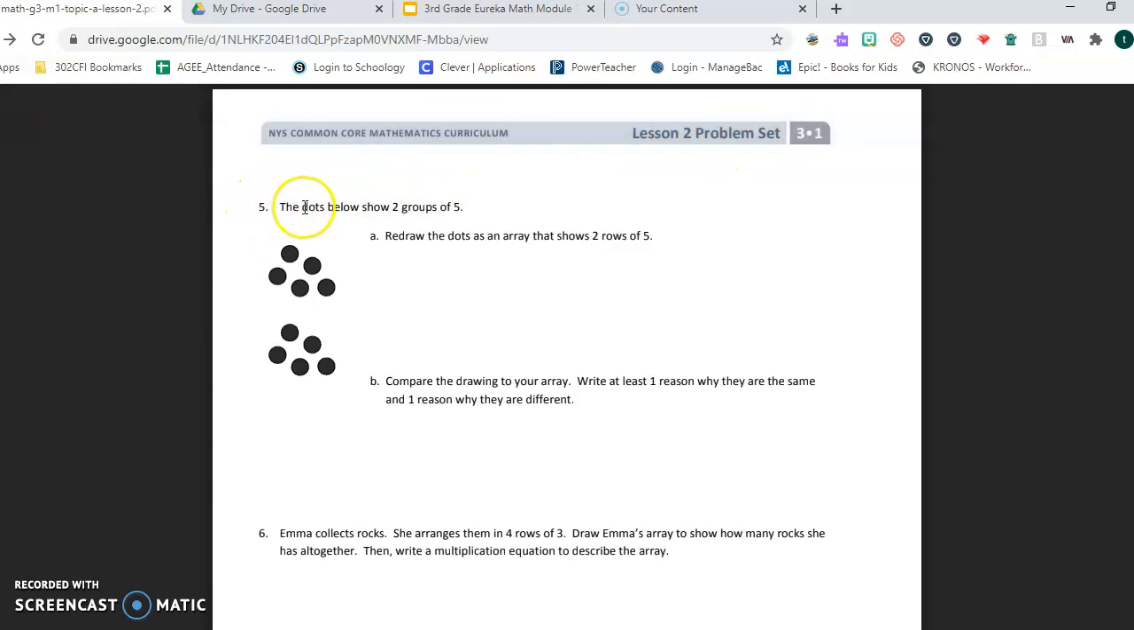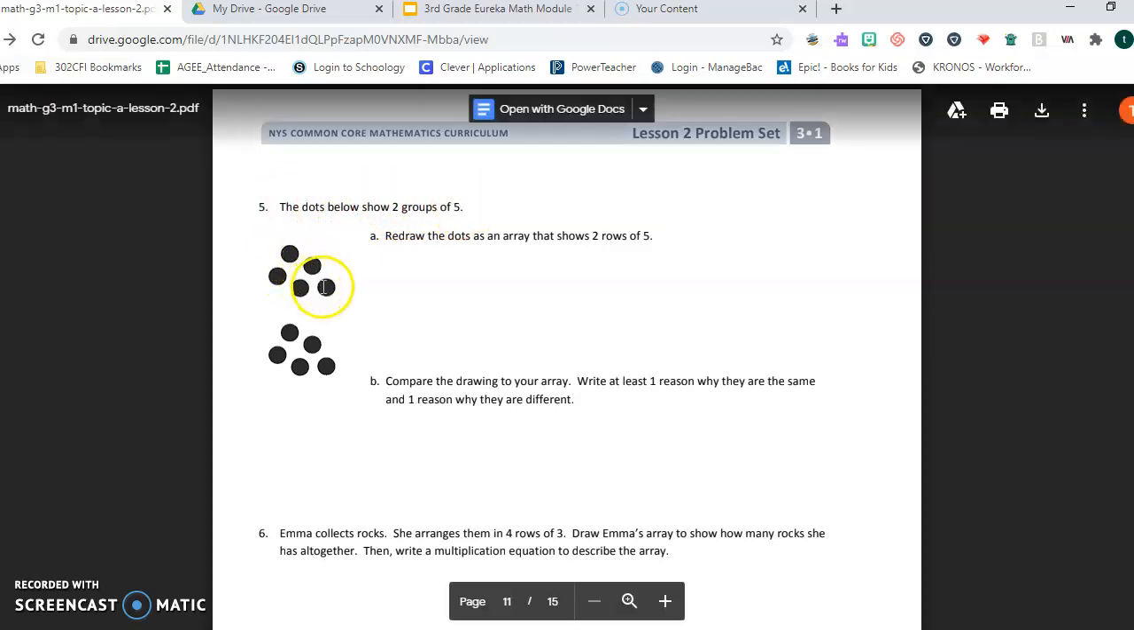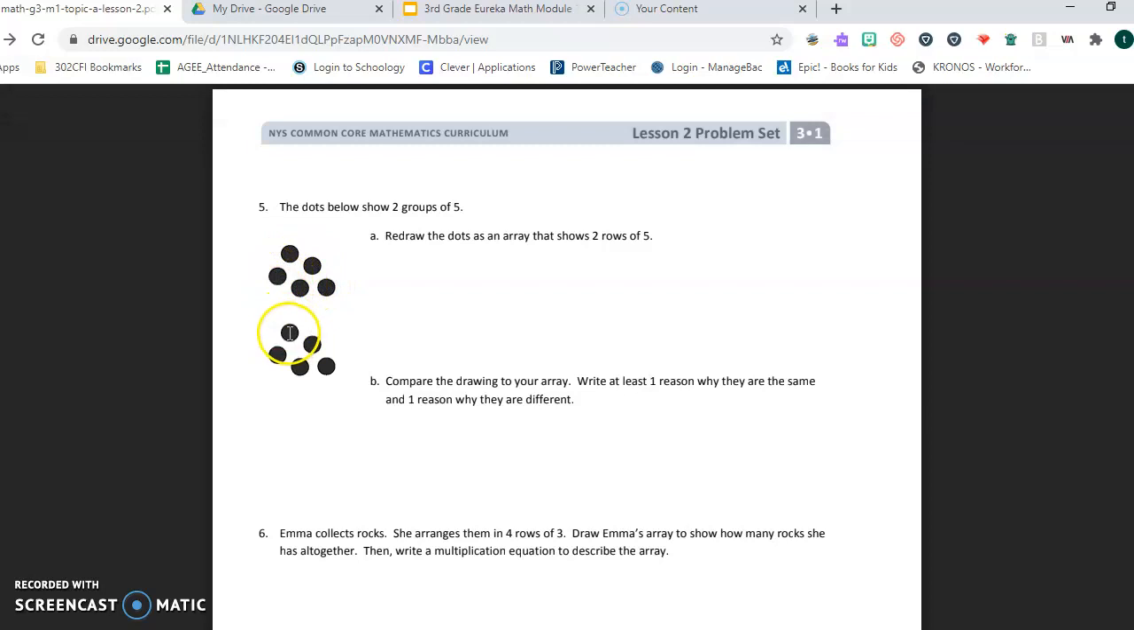So here we've got the dots below show 2 groups of 5. So here we've got 1, 2, 3, 4, 5 in the top group, and 1, 2, 3, 4, 5 in the bottom group.